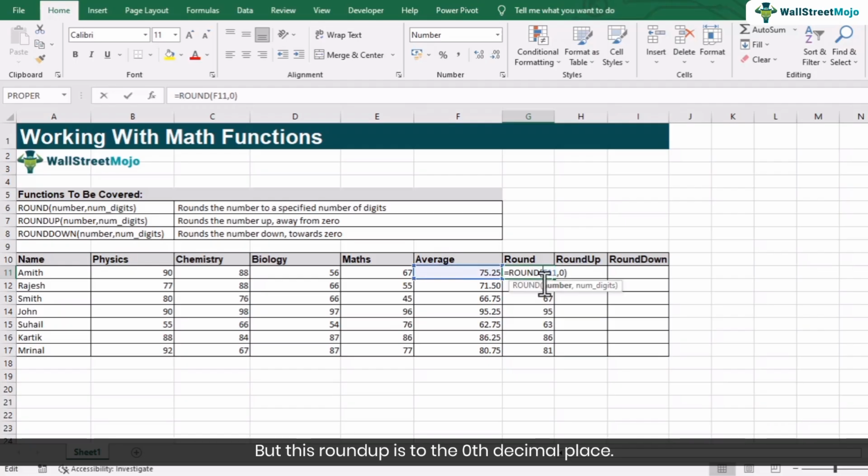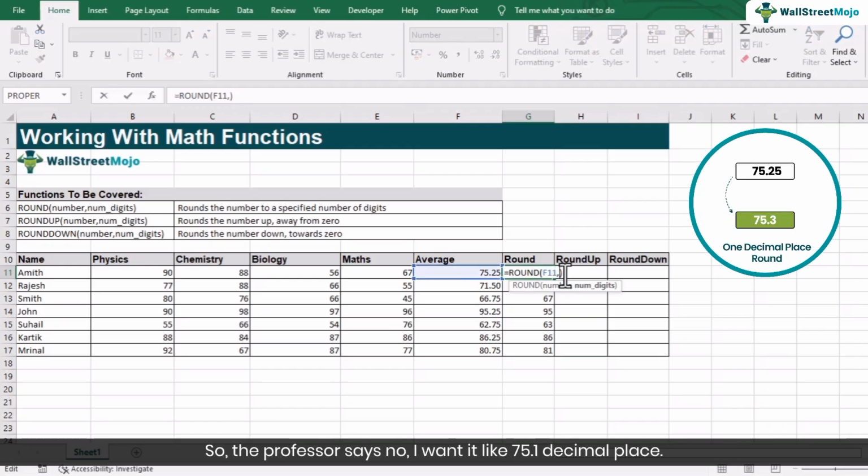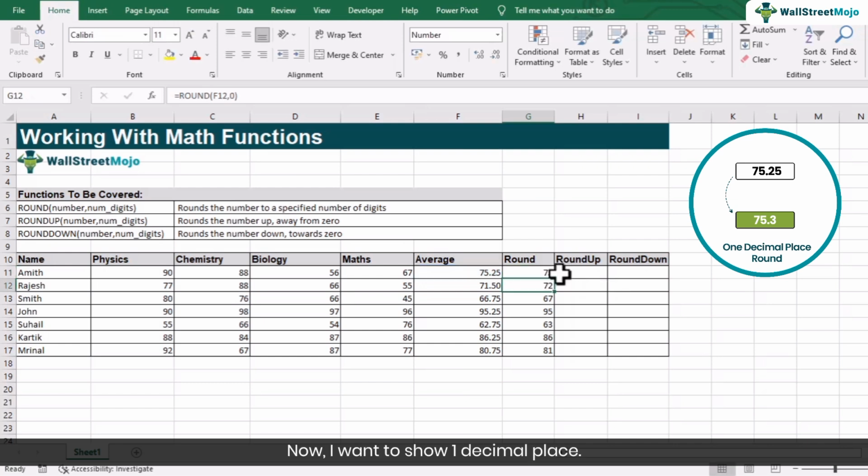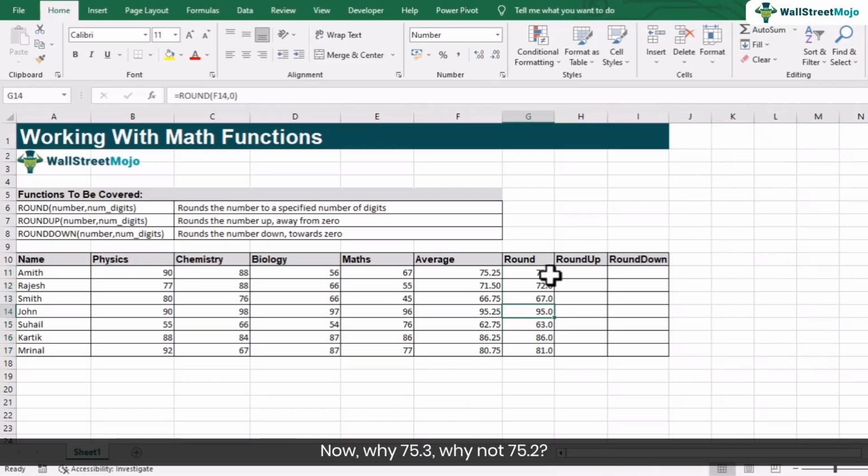But this rounding is to the 0th decimal place. Suppose I want 1 decimal place. So the professor says no, I want it like 75 point and 1 decimal place. So I'll give this 1. Now I want to show 1 decimal place. So I'll say, okay, show me 1 decimal place. So 75.3. Now why 75.3? Why not 75.2? Because after 2 there is 5.